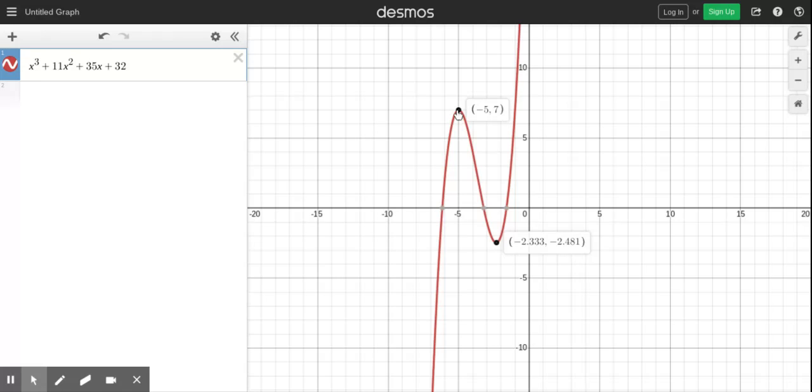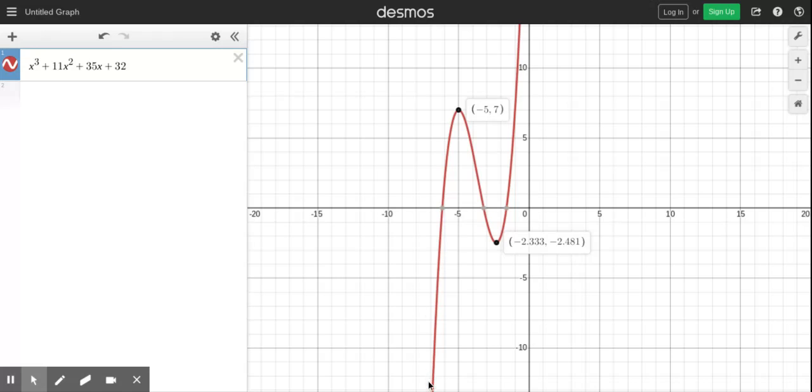Once it gets to negative 5, it is then decreasing from negative 5 all the way to the right until negative 2.333. So again, increasing from negative infinity to negative 5, then decreasing from negative 5 to negative 2.333. And then at negative 2.333, it is increasing again all the way to the right to positive infinity.